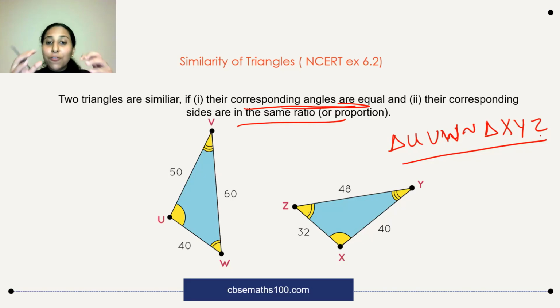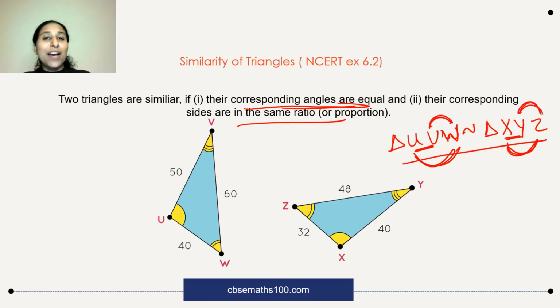Okay. And if you notice, the sides in between are having the same ratio. They are in the same proportion. It means that UV by XY is equal to UW by XZ, that is equal to VW by YZ. You can verify this by looking at the values given in the figure.